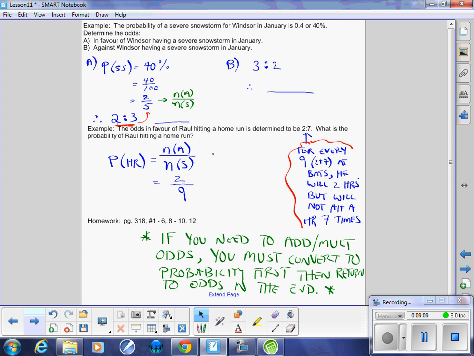Okay, so any calculations must be done in probability, then you convert to odds in the end. Very important, and you're going to see that in some of the homework questions assigned here. Any manipulation, you have to work in probability. And there are questions here where you work in probability, and then your final answer is just to convert it to odds. Okay, so odds is just a different form of probability.